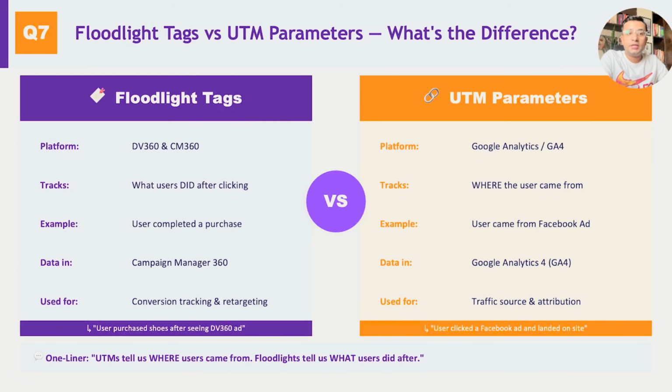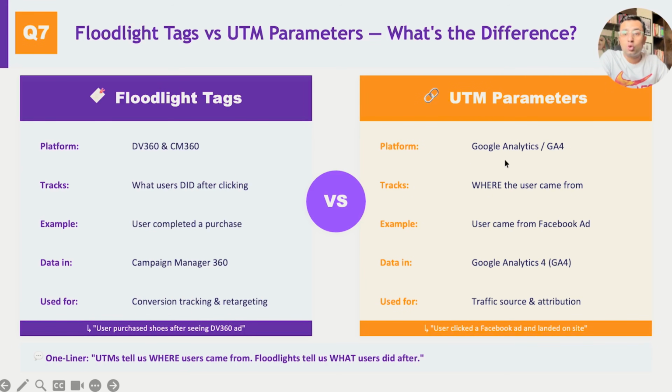Question number 7 would be, comparing floodlight tags and universal tag manager parameters. What's the basic difference? Now, floodlight tags are basically used by platforms like DV360 and CM360, whereas, as the name suggests, these are universal tag manager parameters.